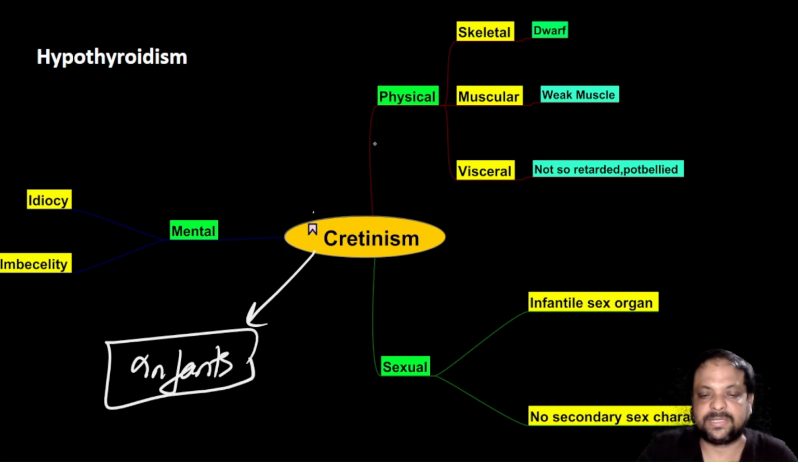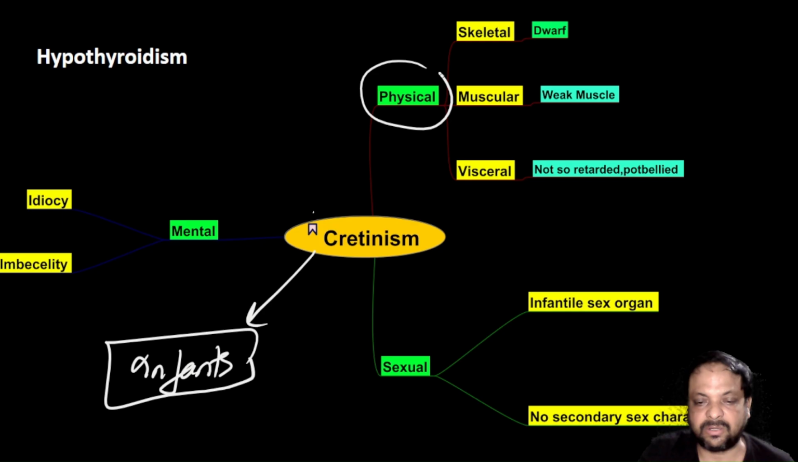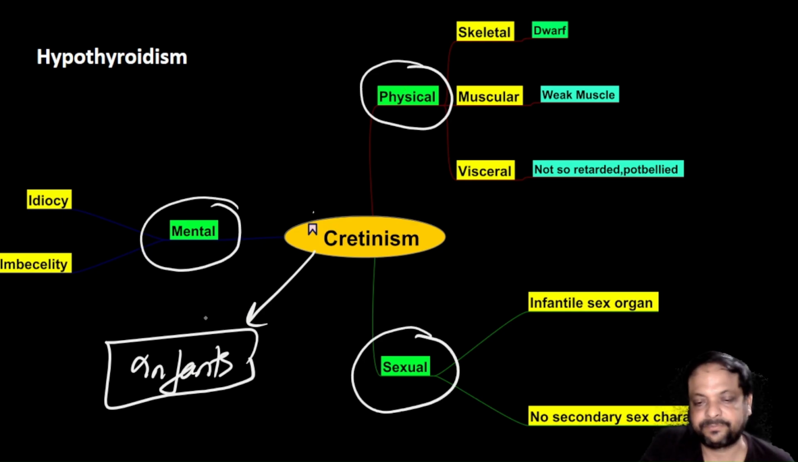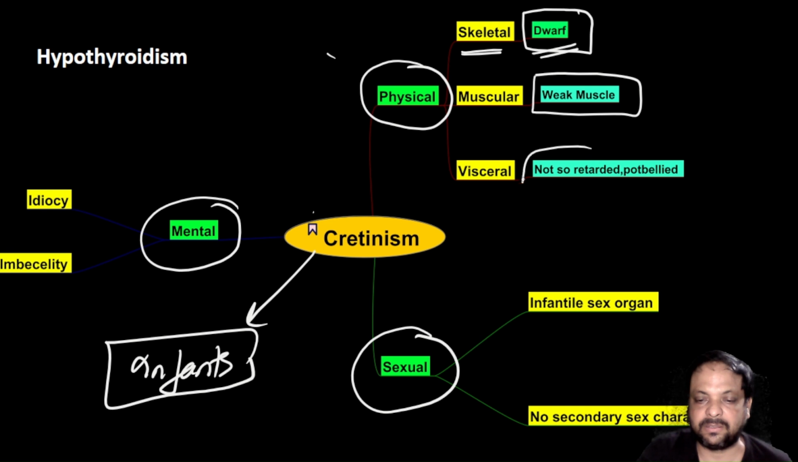Got it? So in cretinism what happens? There is a physical disorder as well as a sexual disorder, and also a mental disorder. So 3 types of disorder are present in this particular disease called cretinism. In the physical disorder we find that it attacks the skeletal system, thereby decreasing the growth of the skeleton. So it makes the person a dwarf, the muscles become very weak, and the internal organs are not well developed.